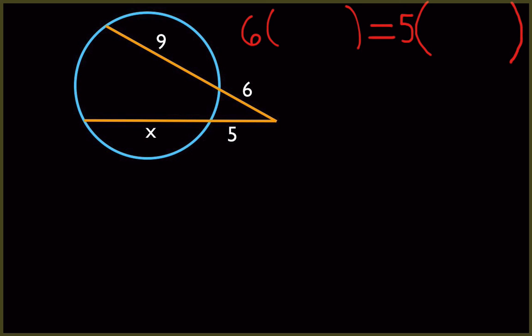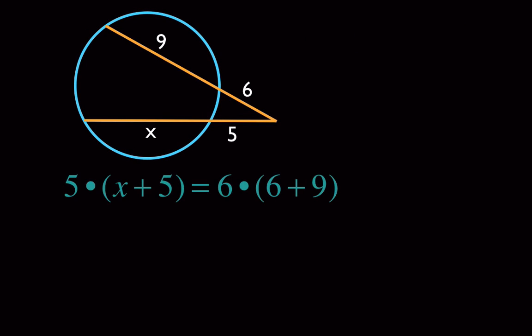Okay. So now all I have to do is figure out what's the whole segment. Well, for 6, the whole segment is 9 plus 6, which is 15. Okay, this whole thing is equal to 15. Now, I know that on the bottom, it's not equal to 5x. It's equal to 5 plus x. That's a very common mistake. So in here, I'm going to have 5 plus x. So that's what you're going to see on the screen here.